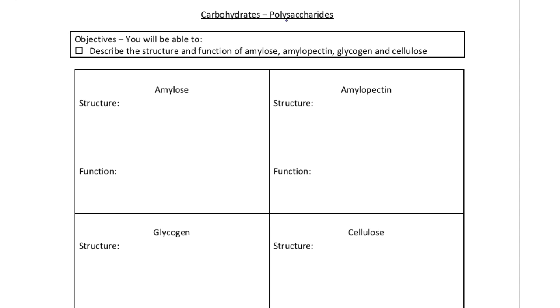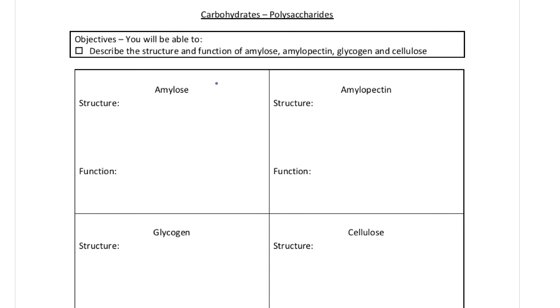This lesson's on carbohydrates and specifically polysaccharides. You'll be able to describe the structure and function of amylose, amylopectin, glycogen, and cellulose. Now, the first thing to recognize is that all four of these molecules are polymers of glucose. They're formed by joining different glucose molecules together with covalent bonds. But what makes them distinct from one another is specifically what type of glucose and how the glucoses are connected.